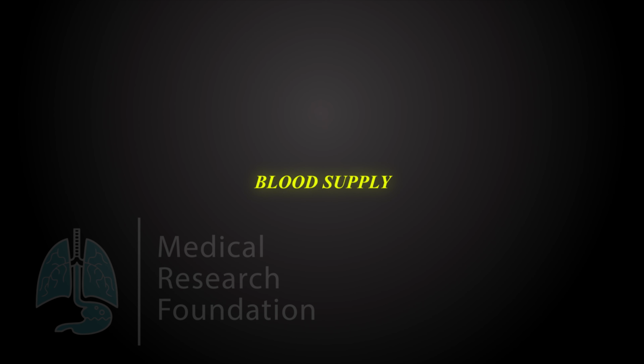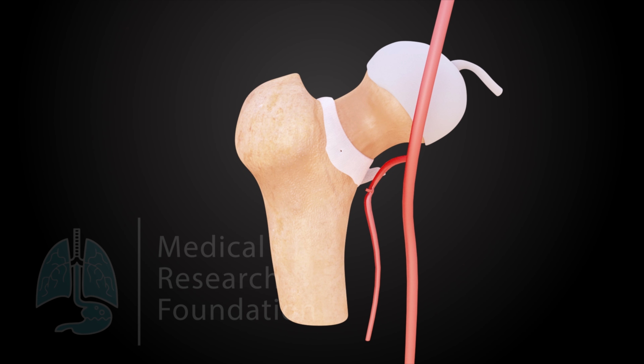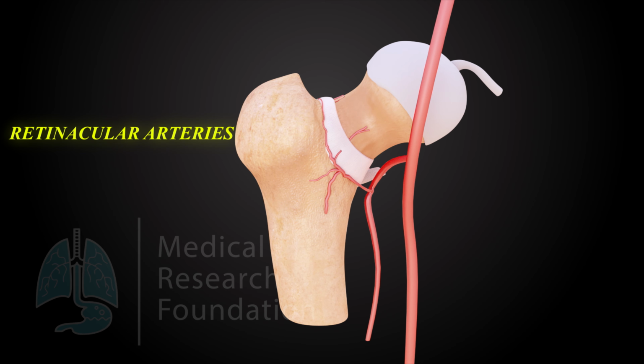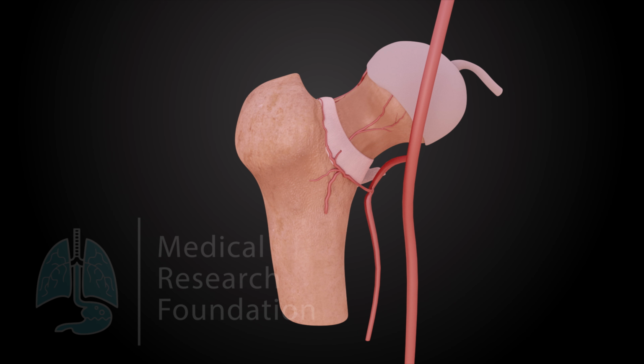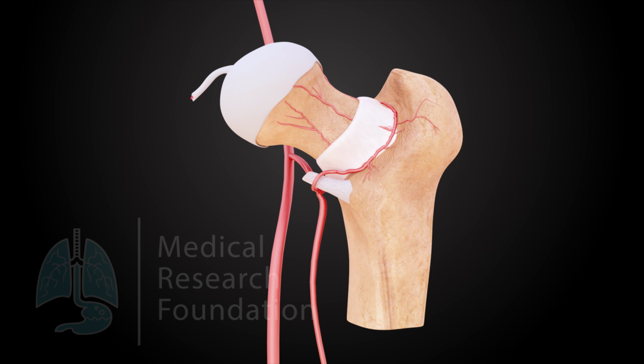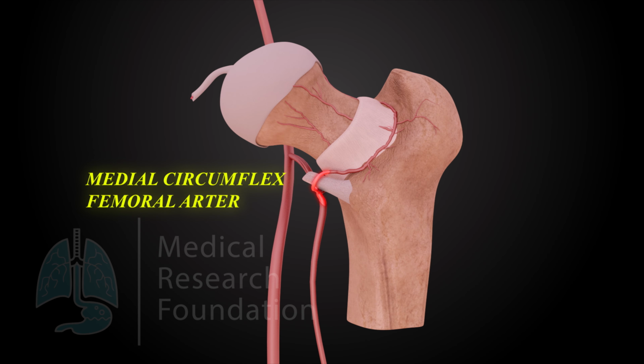Blood supply. The intracapsular part of the neck is supplied by the retinacular arteries. The vessels produce longitudinal grooves and foramina, mainly on the anterior and posterior superior surfaces. The extracapsular part of the neck is supplied by the ascending branch of the medial circumflex femoral artery.